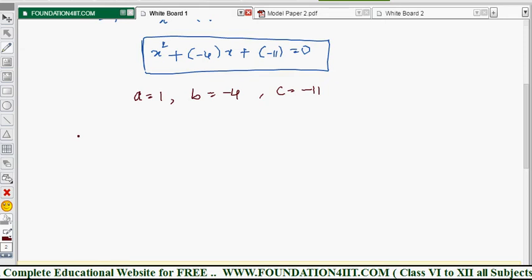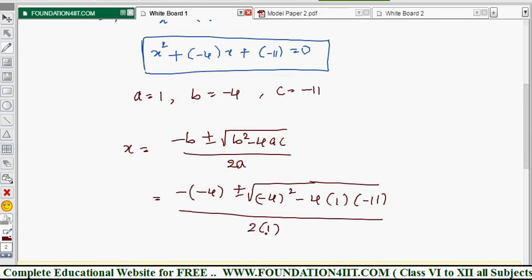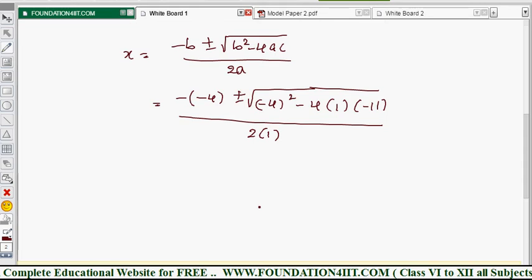Now once you know the a, b, c values, then x is equal to, the formula is, minus b plus or minus square root of b square minus 4ac, whole divided by 2a. Just to simplify: many of you will get confused with the minus sign, keep minus as it is, and b value is minus 4, so keep minus minus 4, again plus or minus square root of b square, so minus 4 whole square, minus 4ac, a is 1 and c is minus 11, whole divided by 2a, so 2 into 1, a is 1. Let us simplify and solve this.